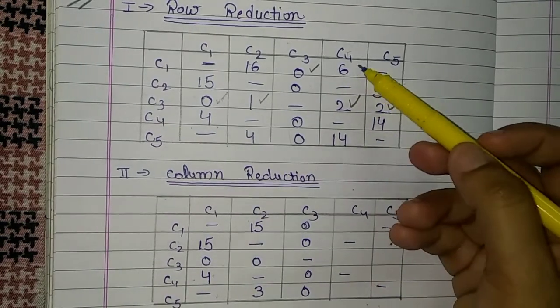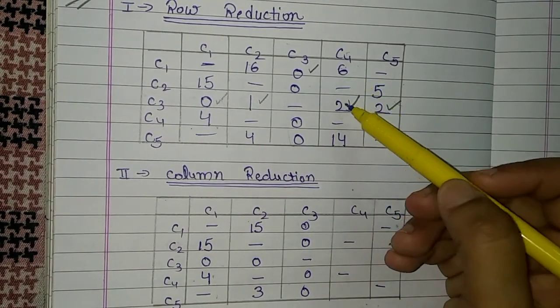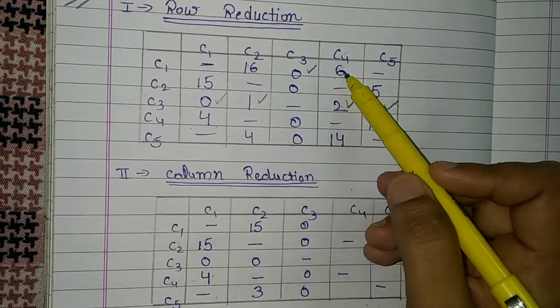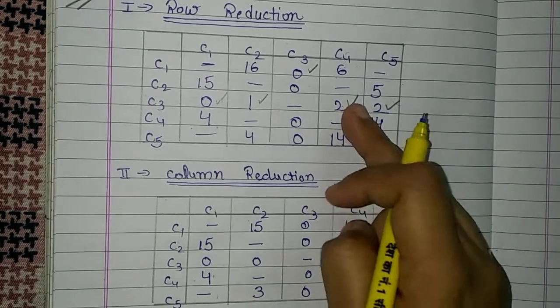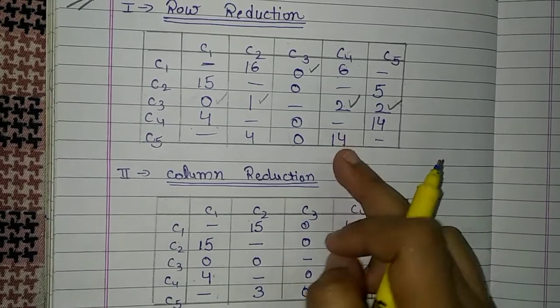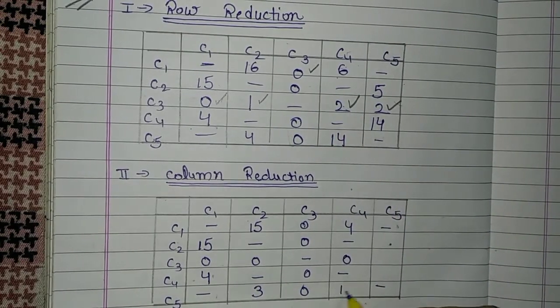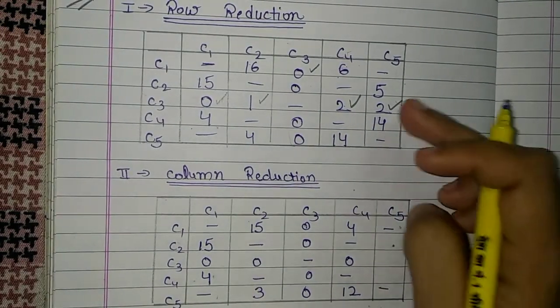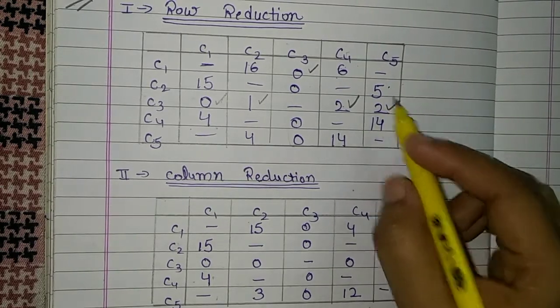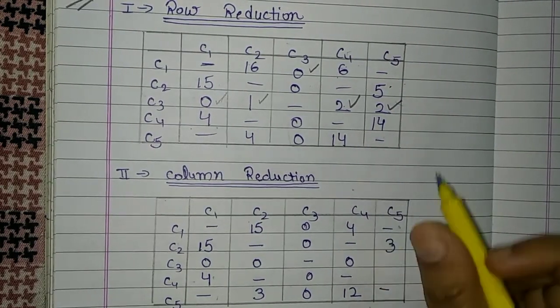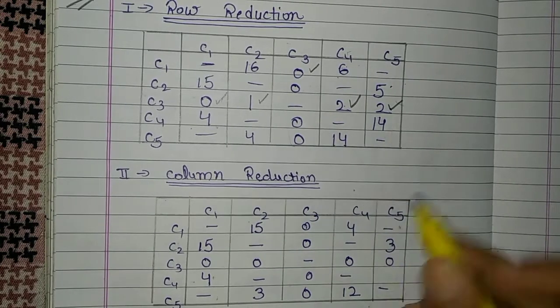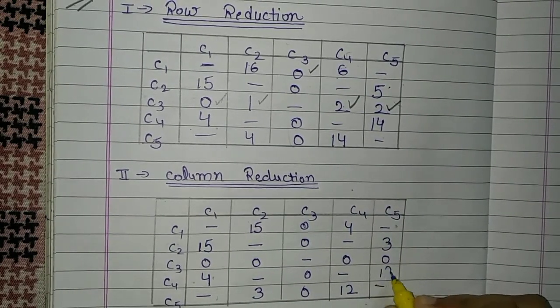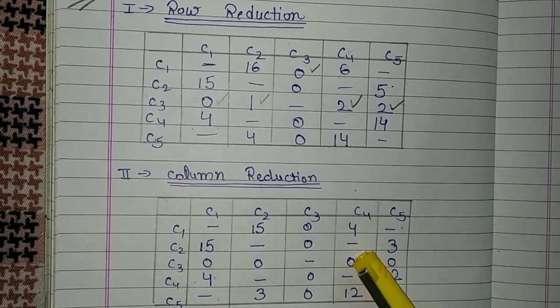Similarly, here the minimum number is 2. 6 minus 2, 2 minus 2, 14 minus 2, 12. Here the minimum number is 2. 5 minus 2, 2 minus 2, 14 minus 2. Here our column reduction is complete.